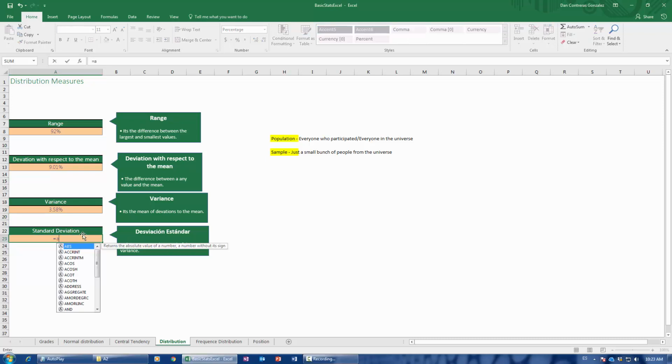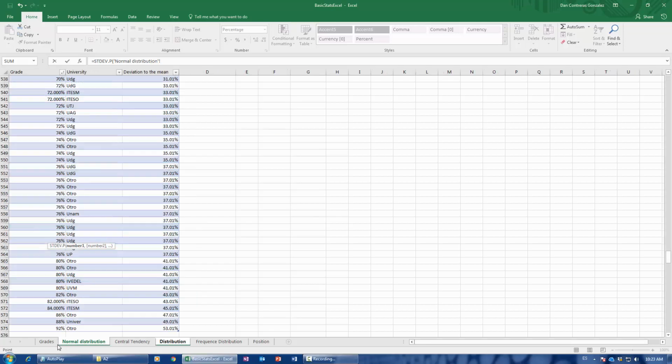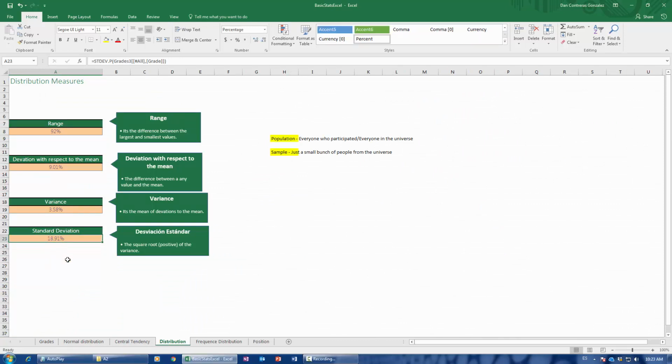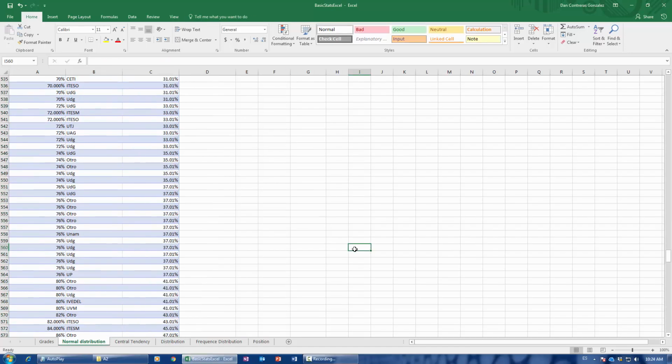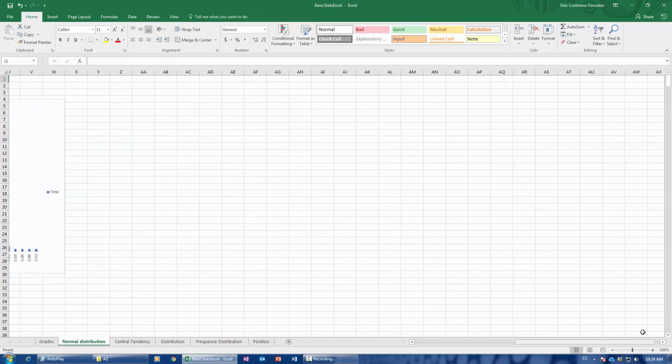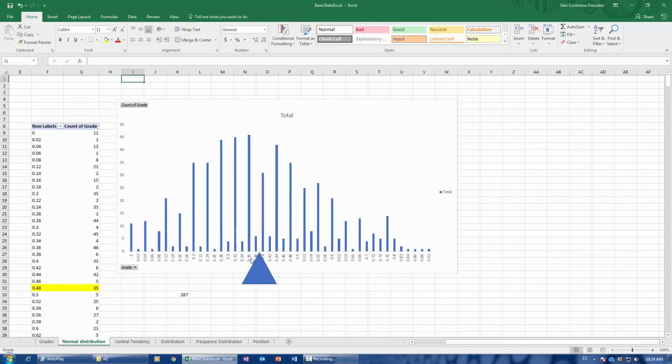Now, again, I don't need to calculate it. It's just stdev for the population, which is going to be right here. And again, standard deviation is 18.91%, all right? Now, standard deviation is pretty much the thing that you use. Standard deviation is the one that you're going to be using the most, all right? So what that means is we have our mean right here, and it's the center of gravity.